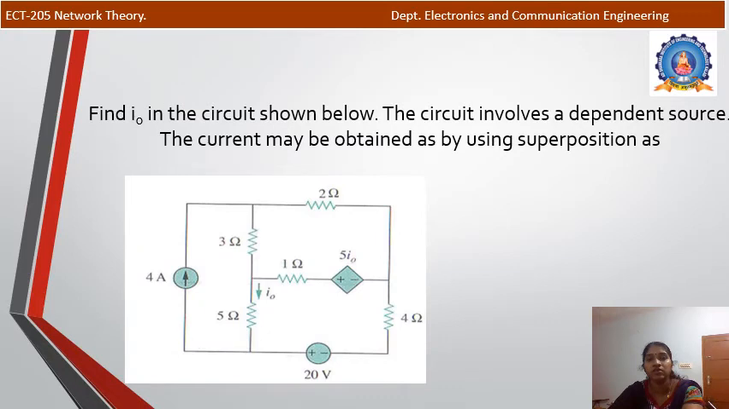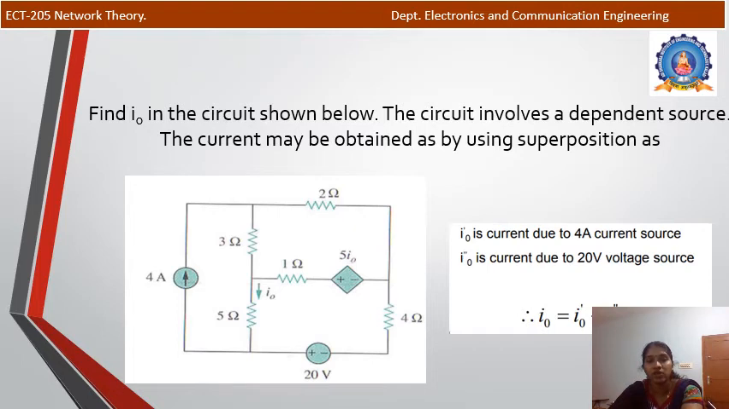Okay. Next question. Here a circuit shows dependent sources. Find I0 in the circuit shown below. The circuit involves a dependent source and the current may be obtained by using superposition. Here there are two independent sources and one dependent source. So we will consider the first independent source in the first case and the second independent source in the second case, and keep the dependent source intact.